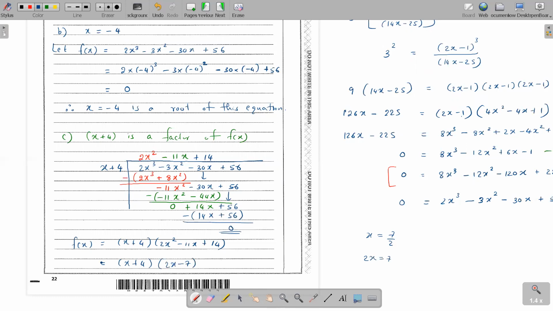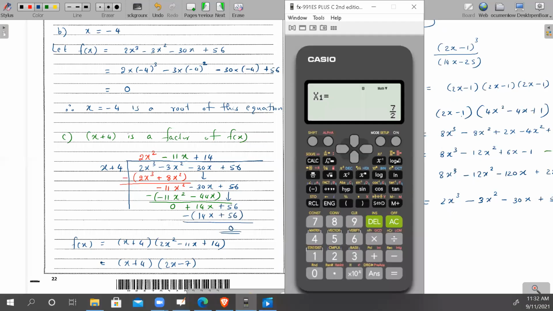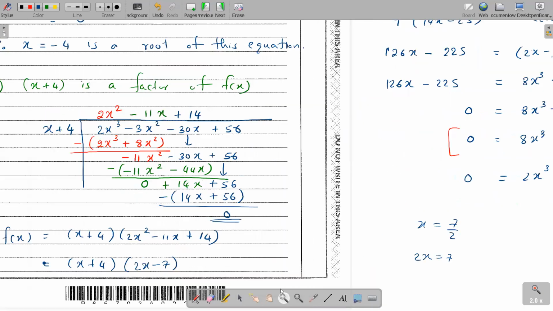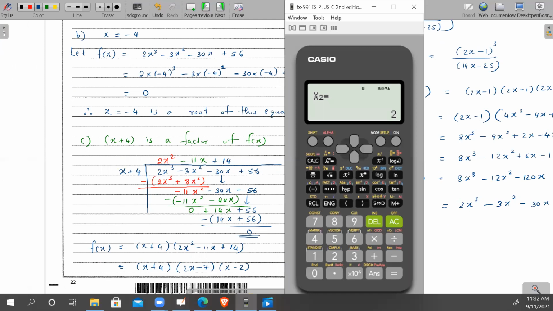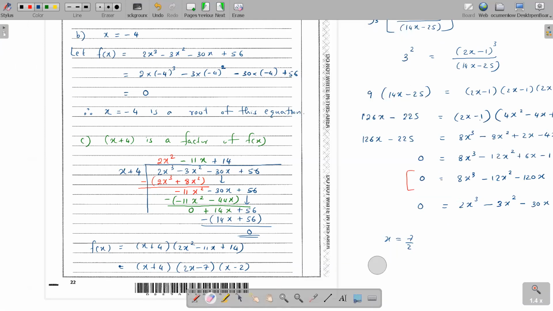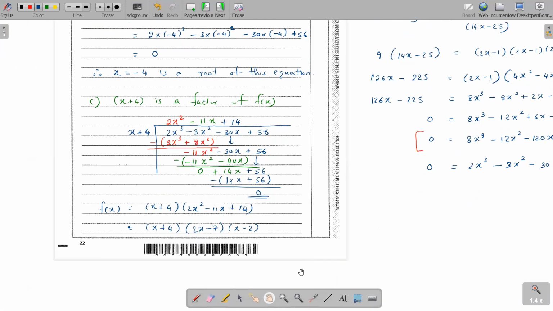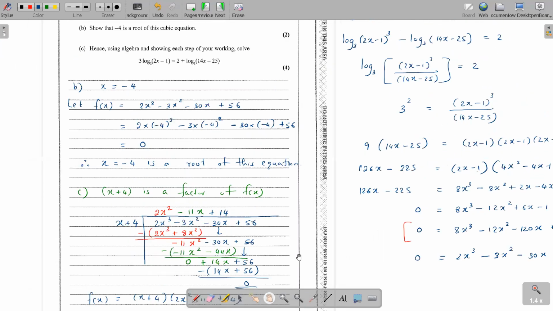Just to show you, you need to factorize this perfectly so that when the brackets expand, it should not be different from the quadratic we have over here. The other answer is x equals minus 2, which means the factor is x minus 2, right? So is this clear? That's the factor. So now it's a matter of finding where f(x) is 0.